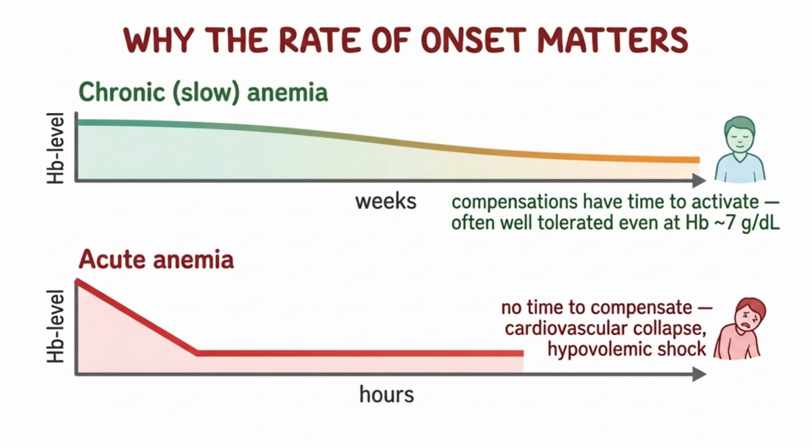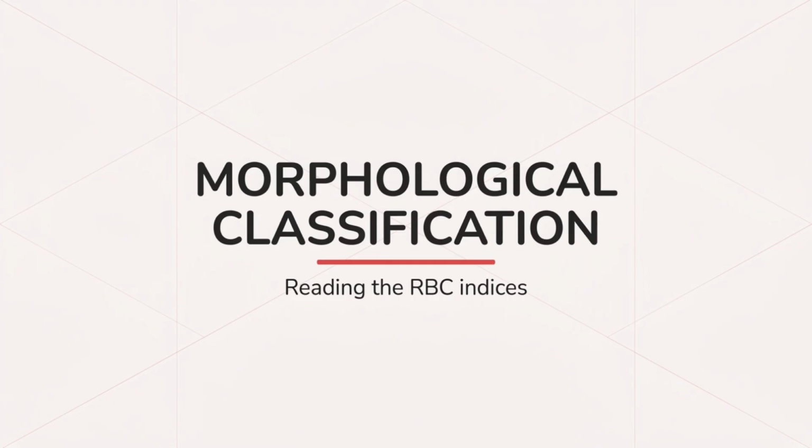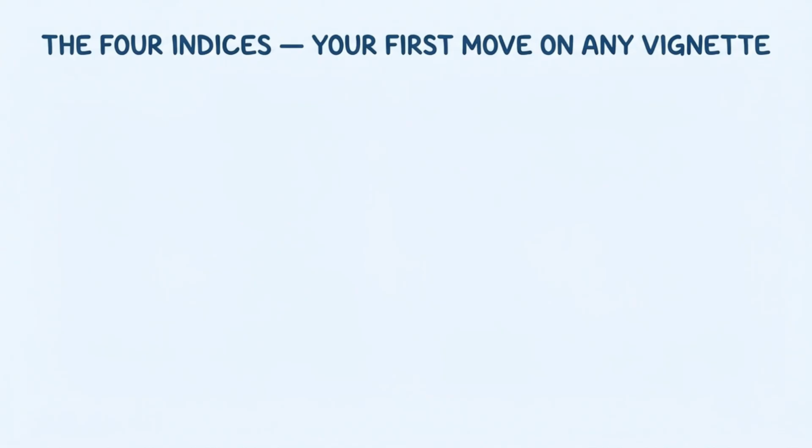So remember, slow developing anemia is better tolerated and acute anemia is much more dangerous. And patients with underlying cardiac or pulmonary disease tolerate anemia even less well. Now let's move to the morphological classification of anemia. Before we classify them, we need to understand a few RBC indices. There are four important ones.